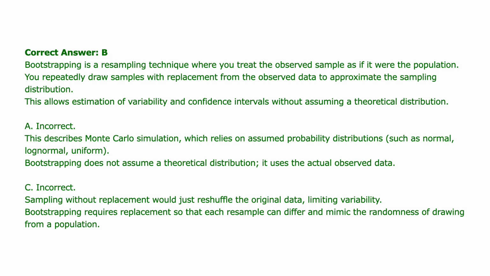Bootstrapping means drawing repeated samples with replacement from the observed dataset. This allows variability and mimics population sampling without assuming a theoretical distribution. Option A is wrong because that describes Monte Carlo, using assumed distributions, and option C is wrong because sampling without replacement would only reshuffle data, not generate new variability.